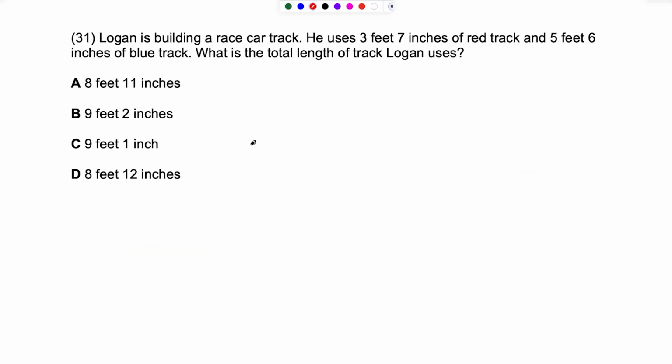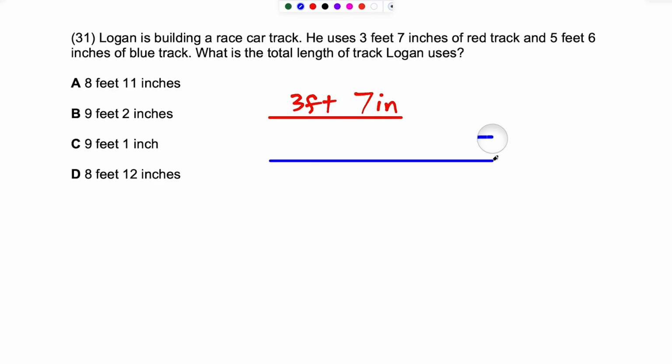Question 31, Logan is building a race car track. He uses 3 feet 7 inches of red track and 5 feet 6 inches of blue track. What is the total length of track Logan uses? So for this one, I'm just going to draw this out. So we have the red track is 3 feet 7 inches. So I'll just abbreviate feet with FT and inches with IN. And then next we're told that Logan has 5 feet 6 inches of blue track. So that I will draw in blue over here. And this is going to be a bit longer. And we have, once again, 5 feet 6 inches. And the question is, what is the total length of the track that Logan uses?